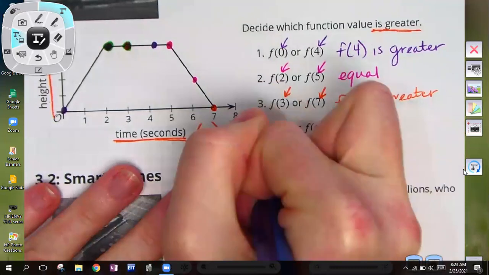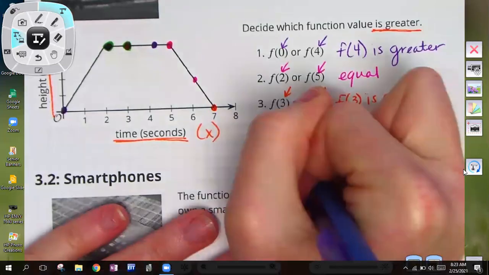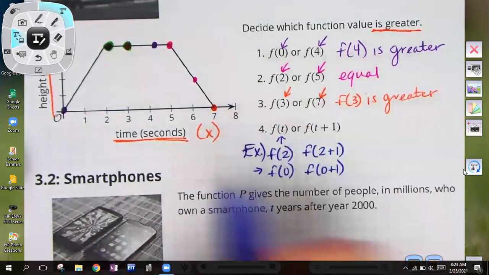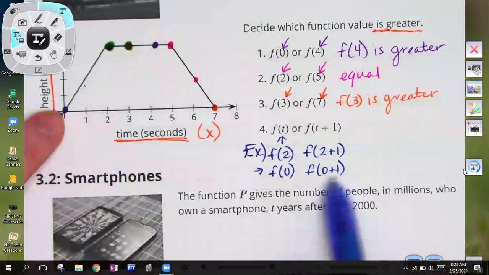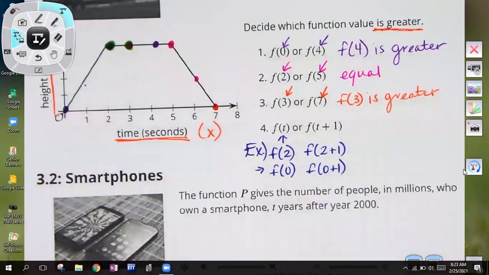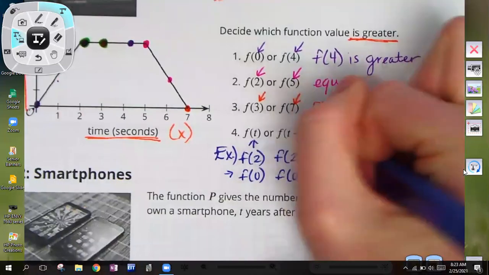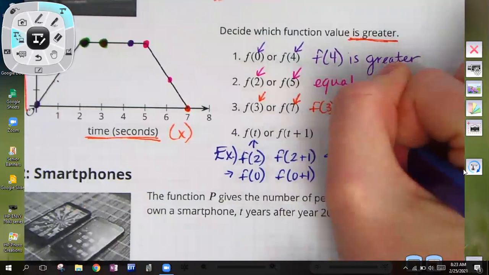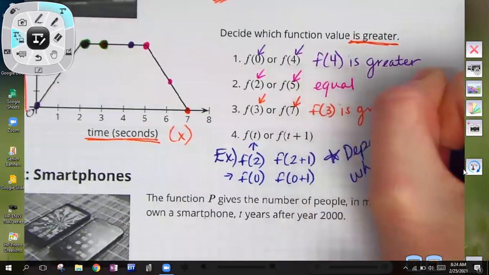What if I would have done F of 0? Then this would have been F of 0 plus 1. So 0 would have been here, 1 would have been here. Which one would have been greater? This one, right? So it could have been different depending on what we chose for T, right? Good. So it depends on what T equals.